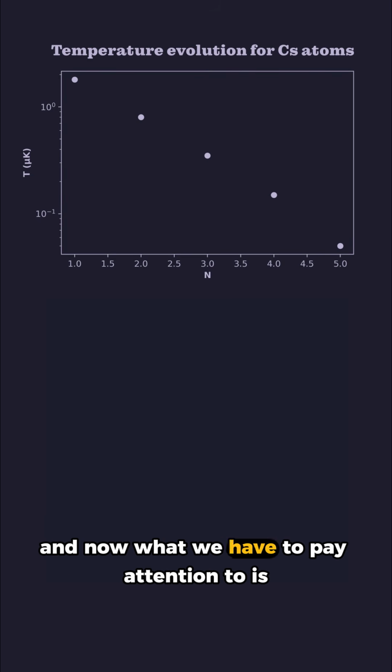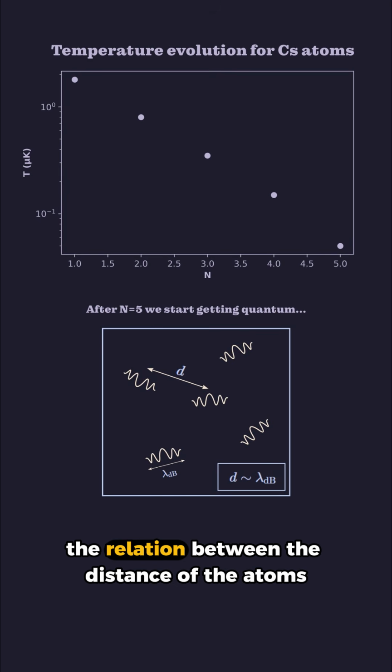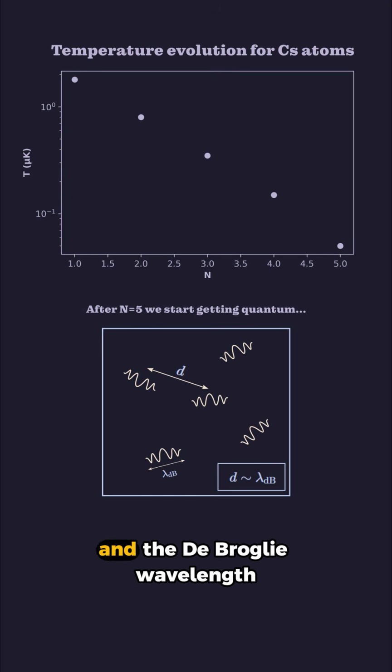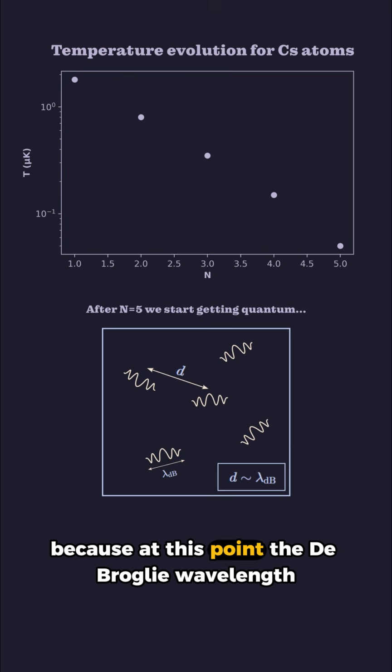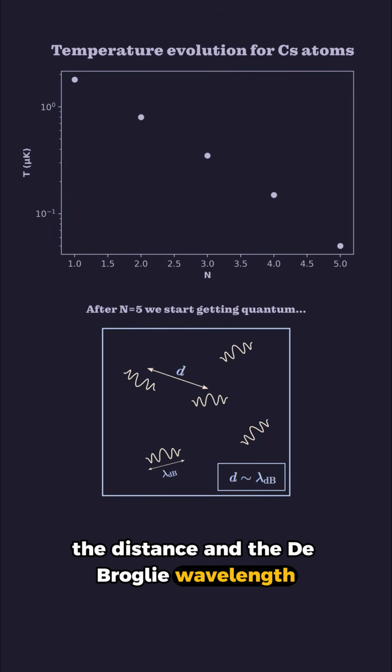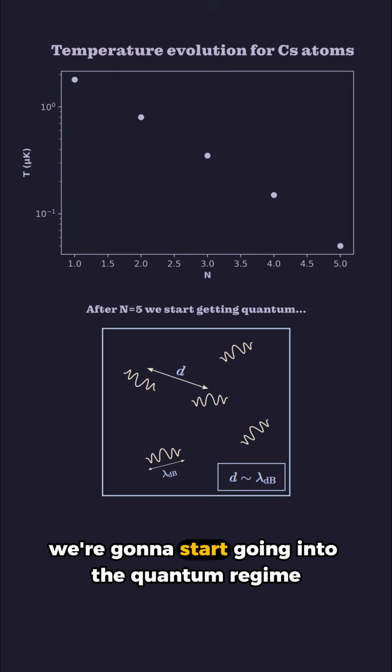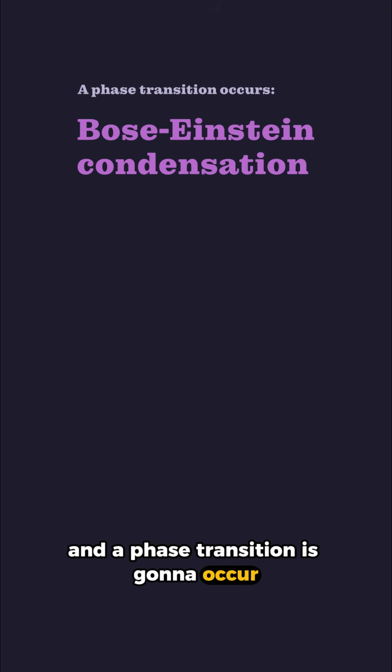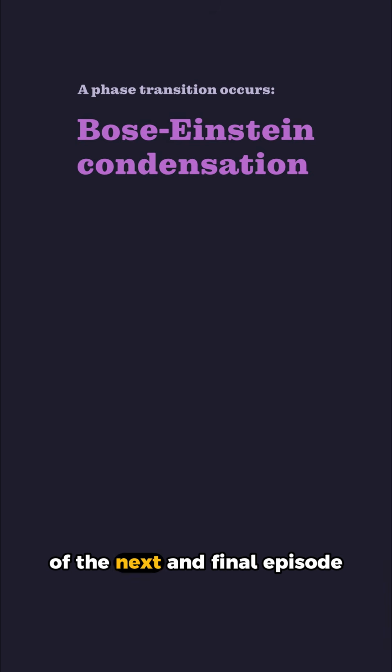And now what we have to pay attention to is the relation between the distance of the atoms and the de Broglie wavelength, because at this point the de Broglie wavelength is going to become significant. Then when the two quantities, the distance and the de Broglie wavelength, become comparable, we're going to start going into the quantum regime and a phase transition is going to occur, which is going to be the topic of the next and final episode.